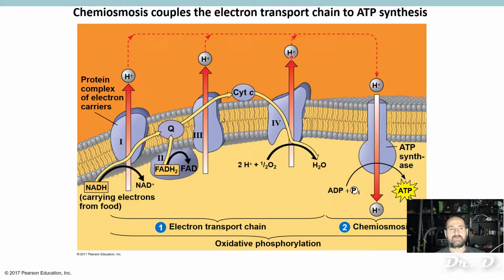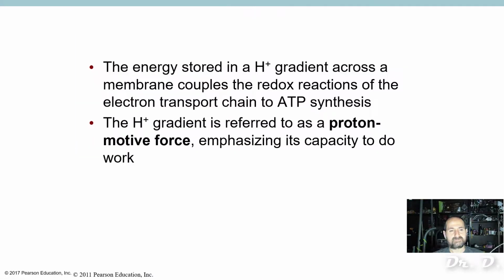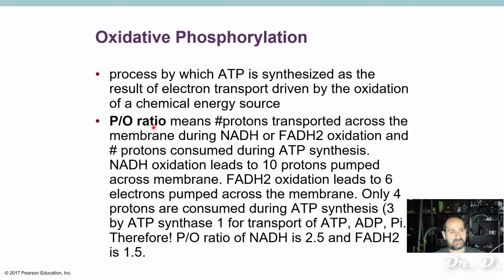protons, right? 6 protons. Now, remember, it takes 4 protons to make 1 ATP molecule, to phosphorylate ADP to ATP. It takes 4 of these protons coming through by chemiosmosis. So what's the PO ratio here? It would be 6 over 4, which is 1.5. So in this case, the PO ratio of FADH2 is 1.5. Okay, so please understand the PO ratio. It refers to how many ATP you obtain per oxidation of NADH or FADH2.